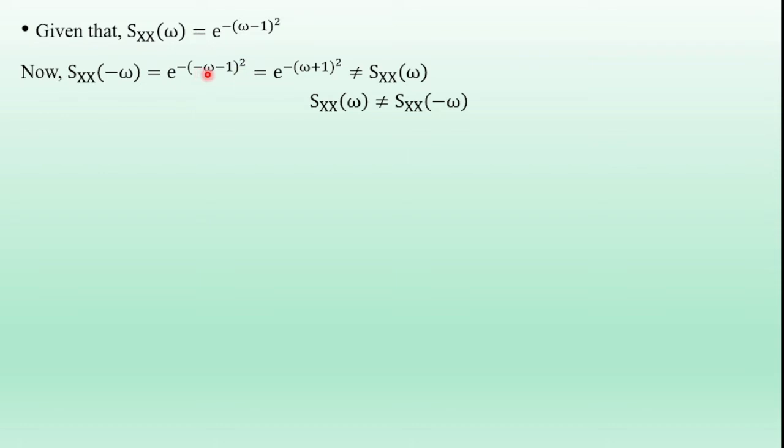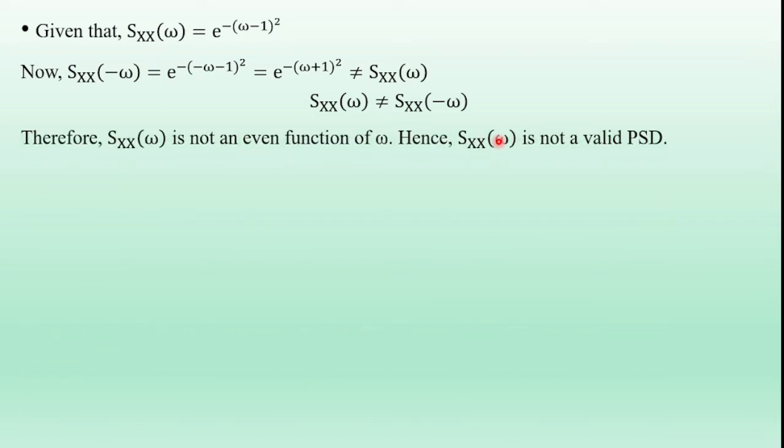Now take the common minus: e power minus of omega plus 1 whole square. So this RHS term is not equal to the given power spectral density, that is not equal to Sxx of omega. So here the condition is not satisfied. The power spectral density is not an even function of omega. Therefore, the given power spectral density is not a valid power spectral density.